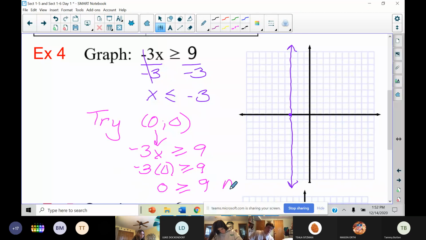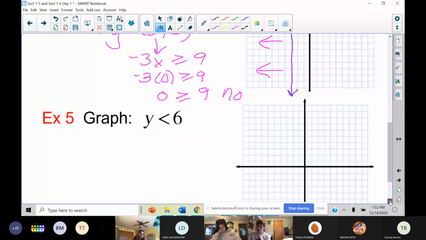And it's not. So what that tells me is that it's not going to be shaded at 0, 0. It's going to be shaded the other side. So it's going to be shaded this way. Okay, and remember you can use 0, 0 anytime that your line doesn't go through that.